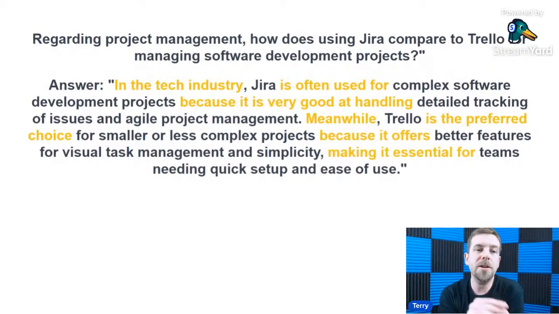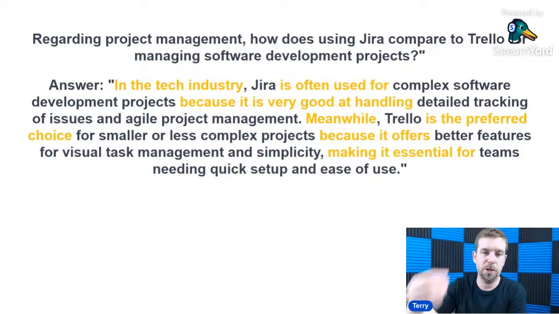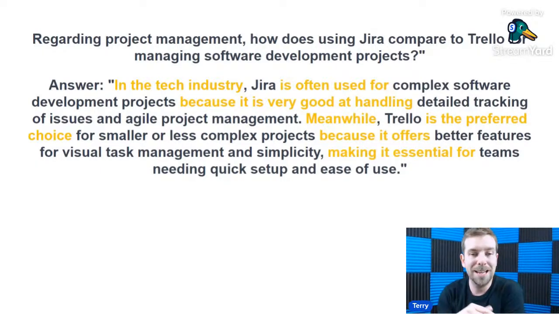Now, next one, regarding project management, how does Jira compare to Trello for managing software development projects? In the tech industry, Jira is often used for complex software development projects because it is very good at handling detailed tracking of issues and agile project management. Meanwhile, Trello is the preferred choice or the go-to choice for smaller, less complex projects because it offers better features for visual task management simplicity, making it essential for teams needing quick setup and ease of use, right?